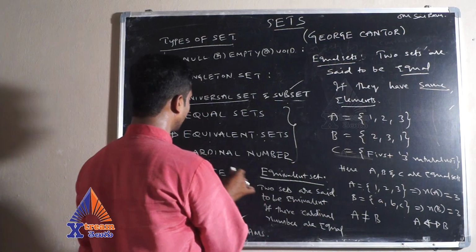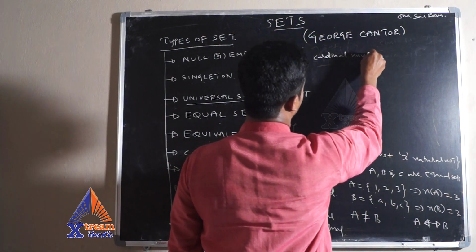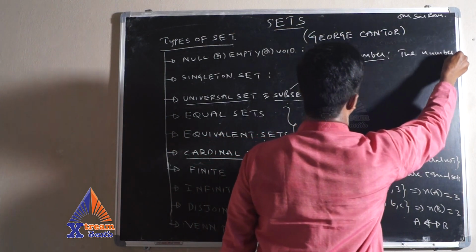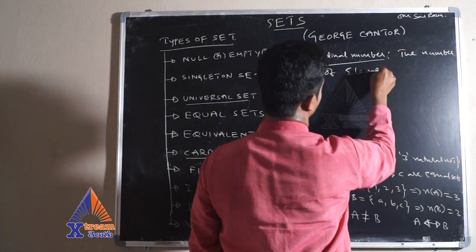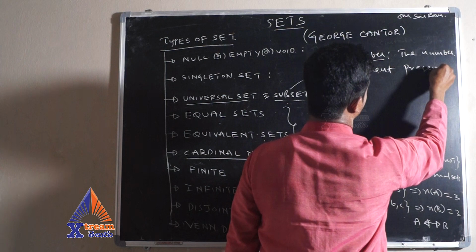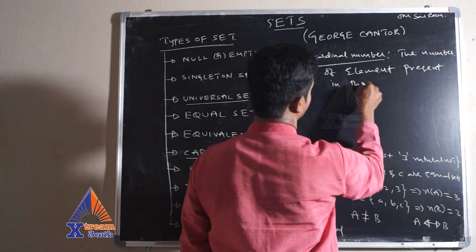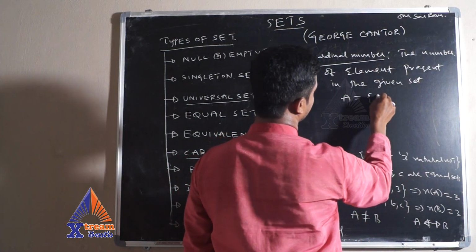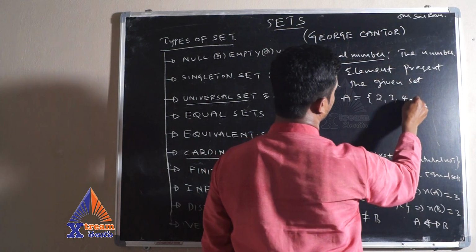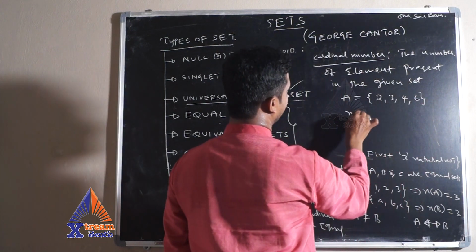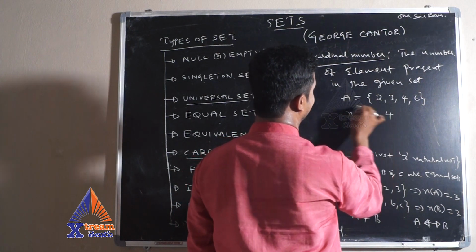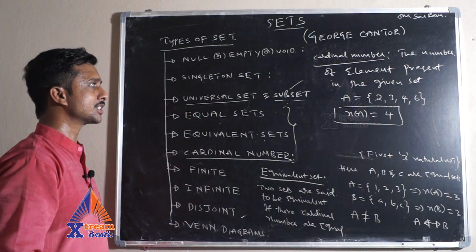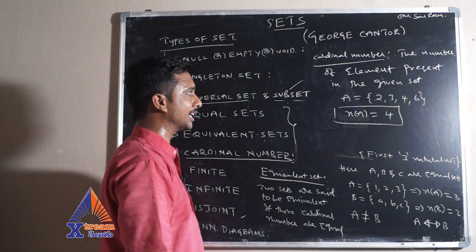So let me write here. What is cardinal number? The number of elements present in the given set. So example, A is equal to 2, 3, 4, 6. So n of A is nothing but cardinal number. So 1, 2, 3, 4. So these 4 are the number of elements in the given set. That 4 is nothing but cardinal number.